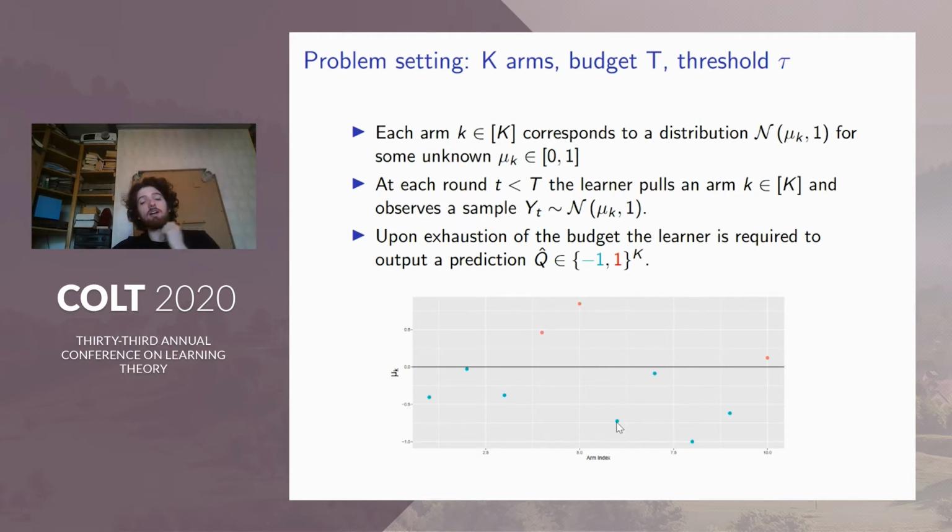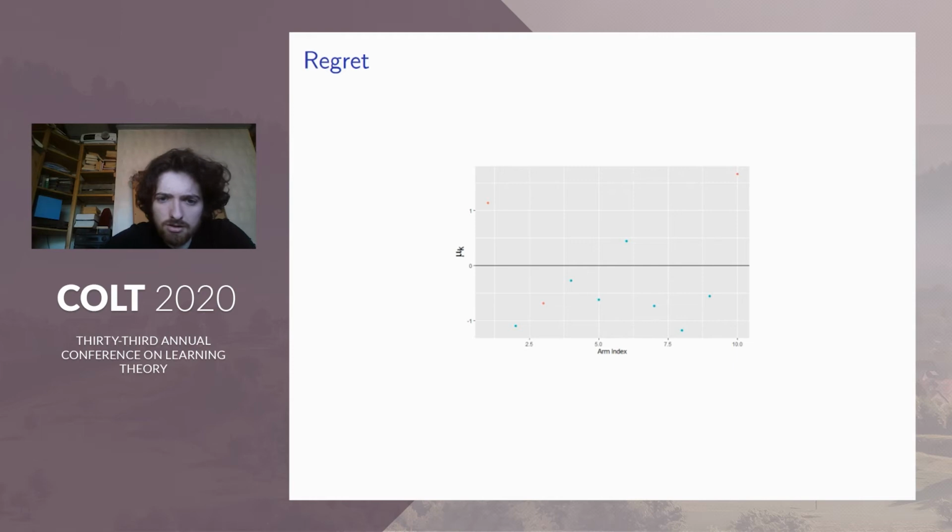So now we've defined our problem, we'd like some way to measure the performance of the learner. For this, we'll need a regret. So here's another example problem, again with 10 arms. And the learner has said that the arms in red are above threshold and the arms in blue are below threshold. But we can see they've made a couple of mistakes. They've said that the third arm is above threshold when it's actually below, and that the sixth arm is below threshold when it's actually above. And we're going to base our regret off these distances here.